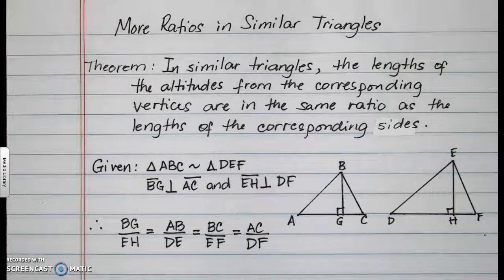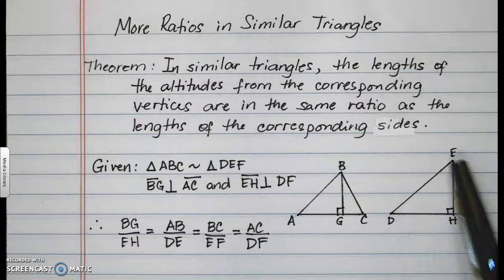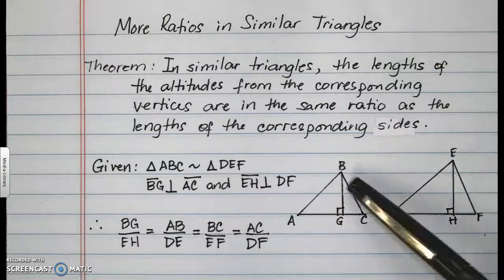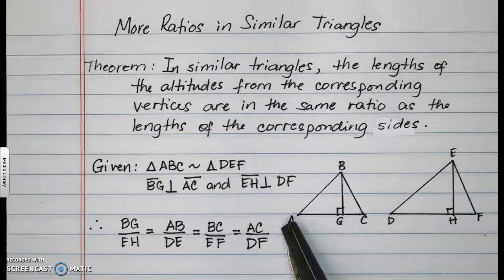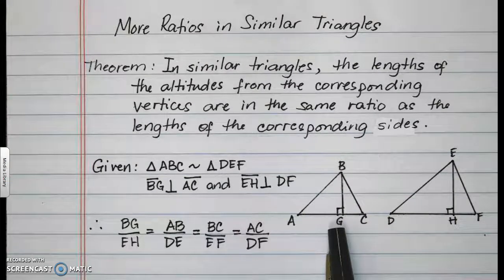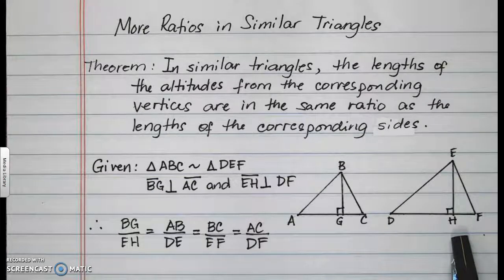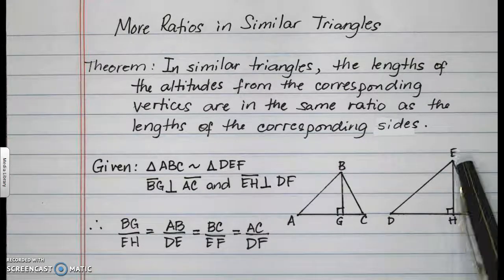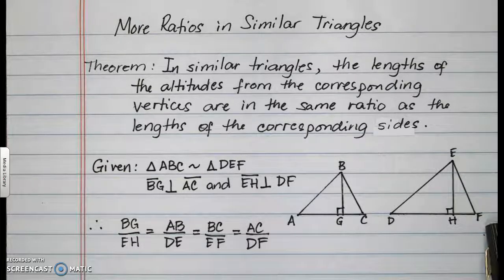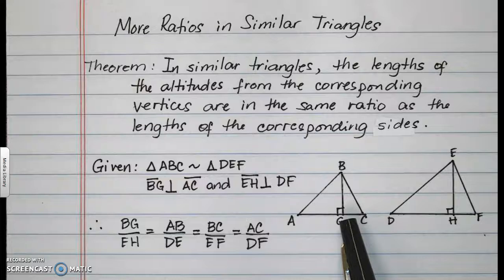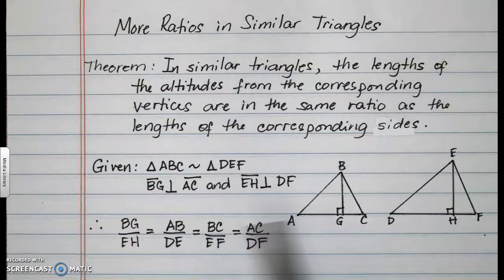So in this given example, triangle ABC is said to be similar to triangle DEF. BG is perpendicular to AC, meaning that's the altitude, and EH is perpendicular to DF. Again, this is the altitude for triangle DEF. According to the theorem, BG over EH will be equal to the ratios of the corresponding sides. So in this case, I just wrote them all.